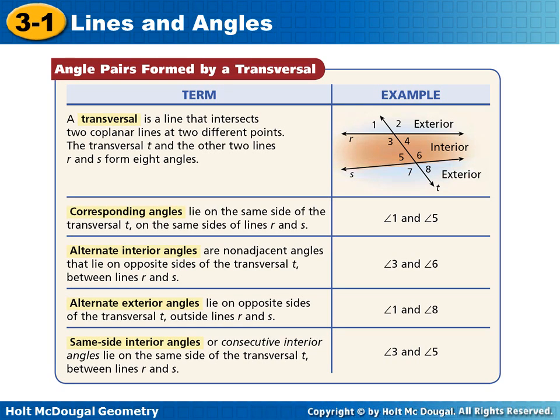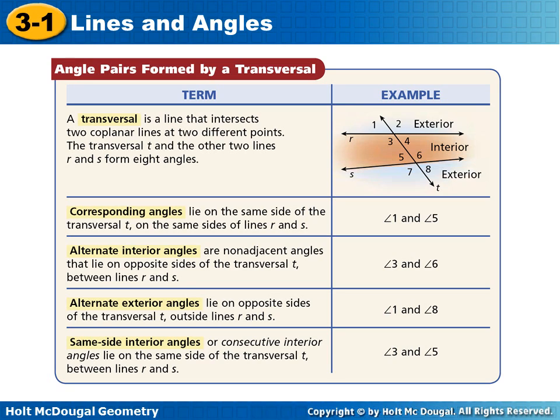A transversal is a line that intersects two coplanar lines at two different points. The transversal T and the other two lines R and S form 8 angles. This picture is one of the most common things you will see in geometry both this year and next year. You have two lines and then they're cut by a transversal, which is line T in our picture. There are exterior and interior angles. The interior angles are in the brown area where they're inside the two lines. The exterior are the blue areas where they are outside of the two lines.